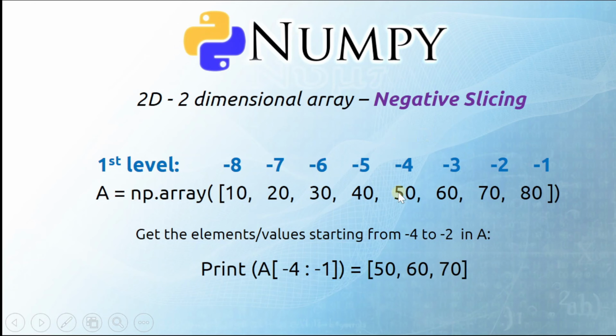Let's say you needed all the values from -4 all the way to the end. You wouldn't type -1 here. You would leave it empty, okay? Because -4 colon would give you everything starting from the -4 index all the way to the end. Here, however, it will give you everything starting from -4, but it would not include the value of -1. All right?